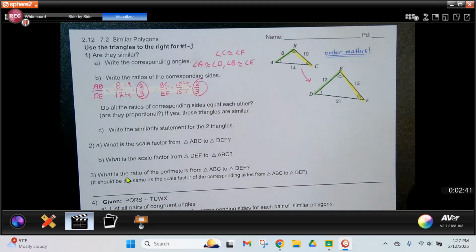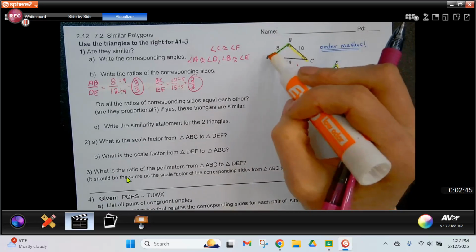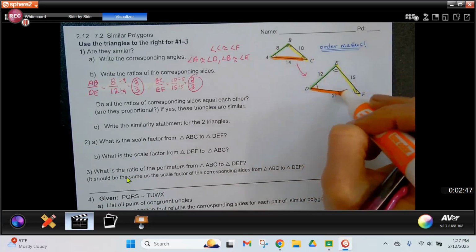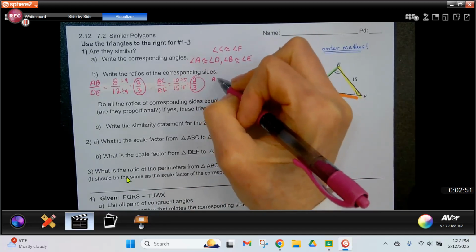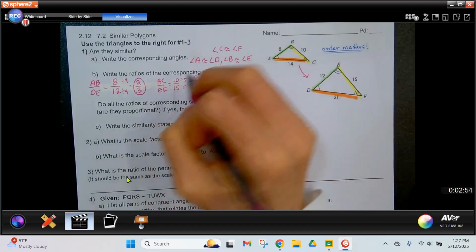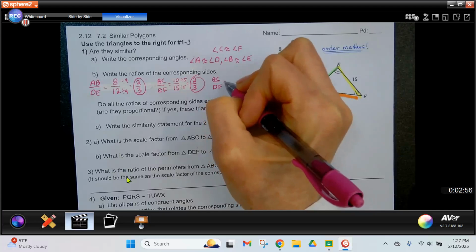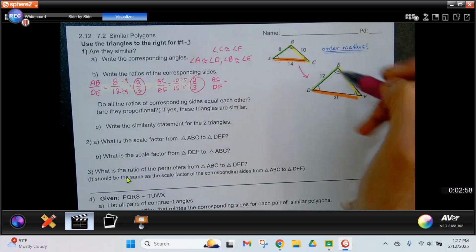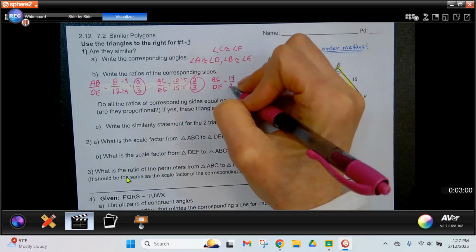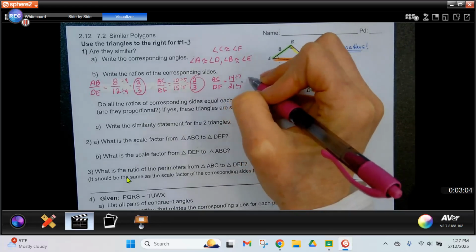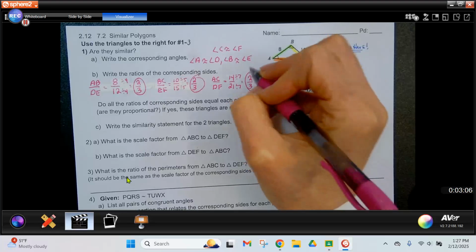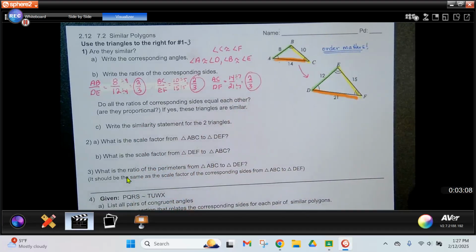Now let's look at the last pair of corresponding sides. This side and this side. So I'm going from the smaller to the bigger. AC to DF. So that's 14 to 21. And I can divide this by 7 and this by 7 and get 2/3. And all three of our ratios are the same.